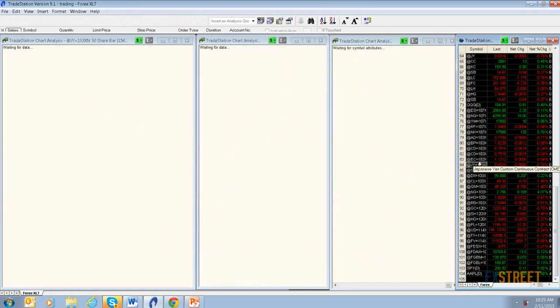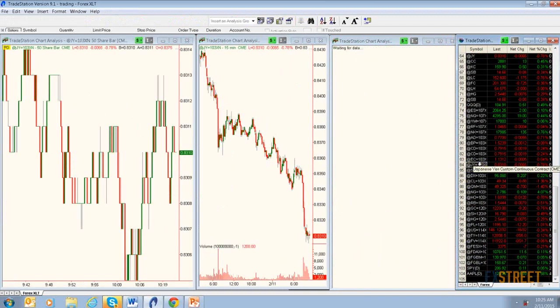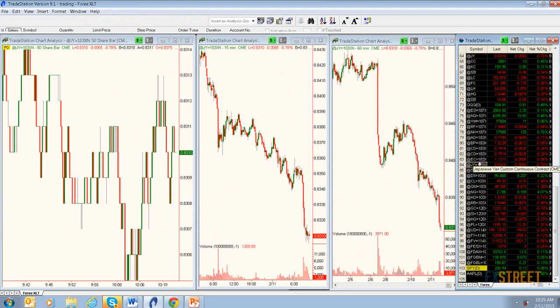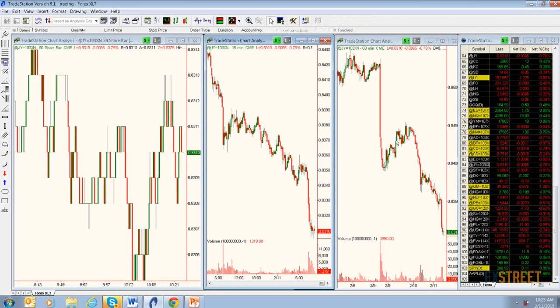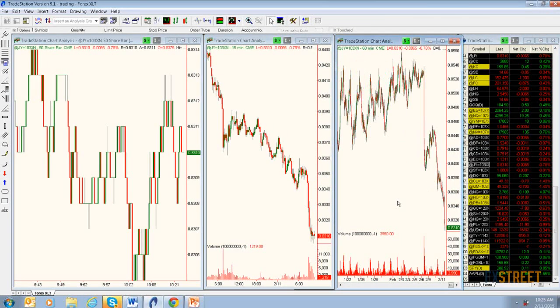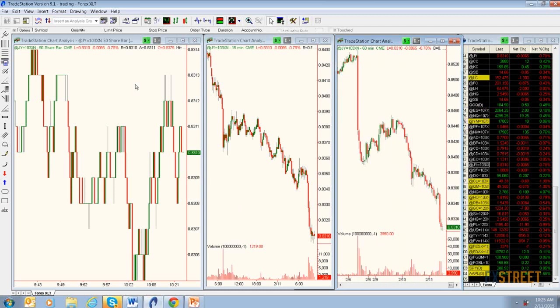Let's go over to another market. I want to be able to mark some things out here. And so here's the yen, which is $12.50 a tick. I want to blow this chart up and look to the left. Let's do that. Oh, we're not going to get anything for a while.